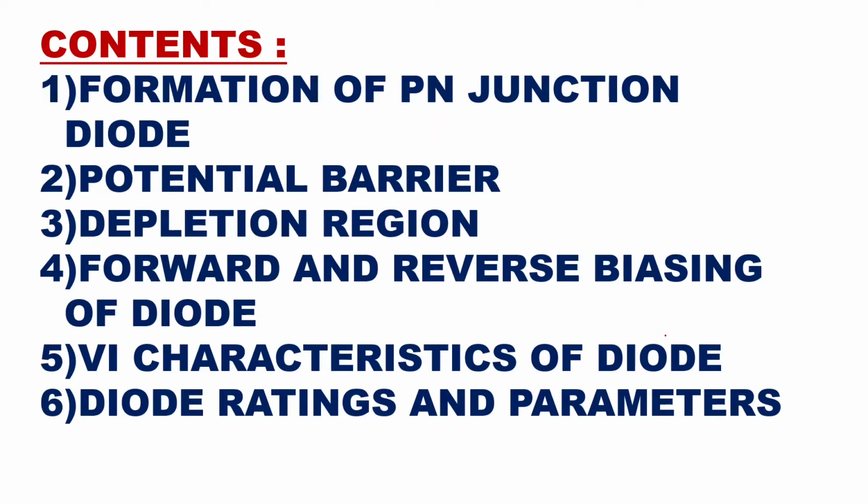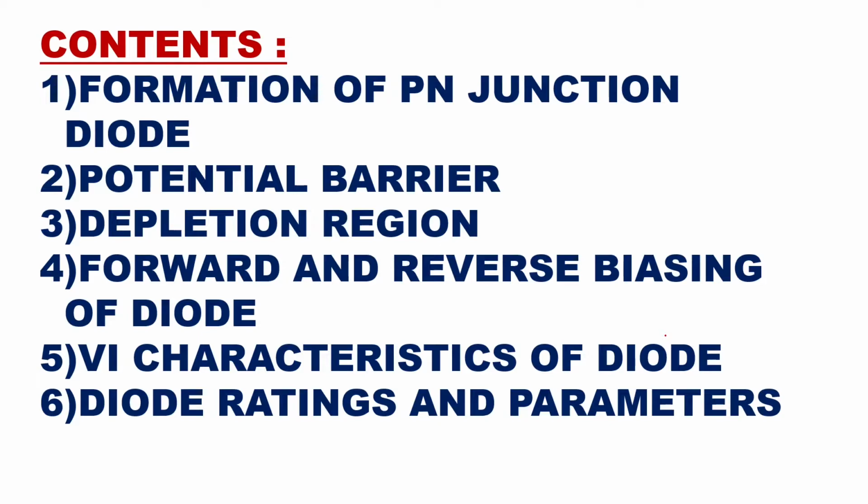And in this, we are going to see the following contents. Number one is formation of PN junction diode, how a PN junction is formed from P-type and N-type material. Then what is potential barrier, what is depletion region, these both things in PN junction. Then a PN junction taken as a diode, forward and reverse biasing of diode. Then fifth, VI characteristics, that is voltage-current characteristics of diode. And then sixth, diode ratings and parameters.